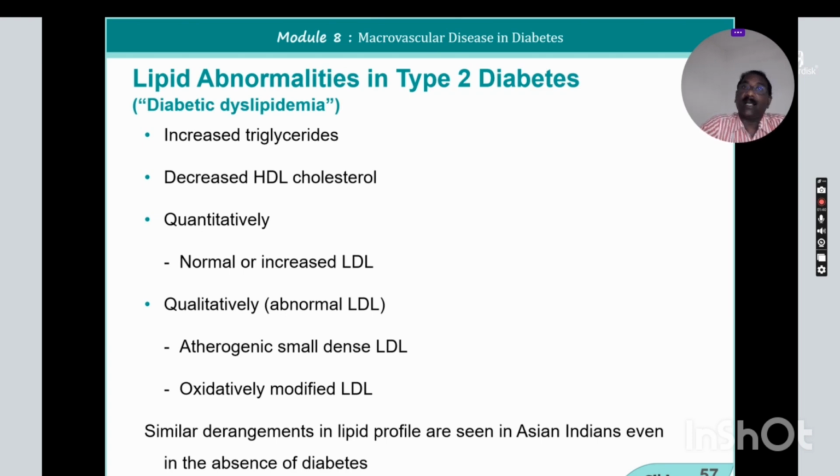So you need to use high dose statins. You have to add ezetimibe. Sometimes you have to add bempedoic acid. Sometimes you have to use PCSK9 inhibitors. Okay, now they are also available in the market. So these are all the important drugs.